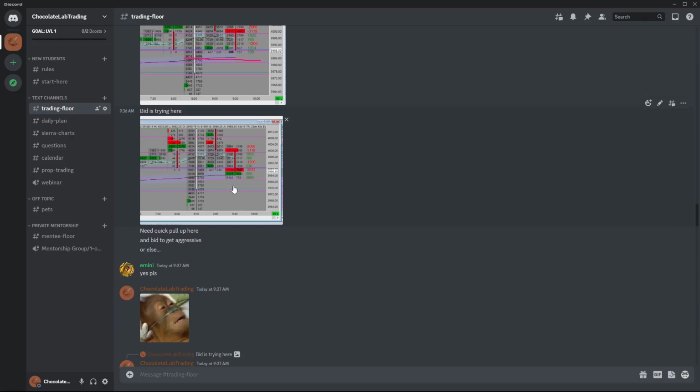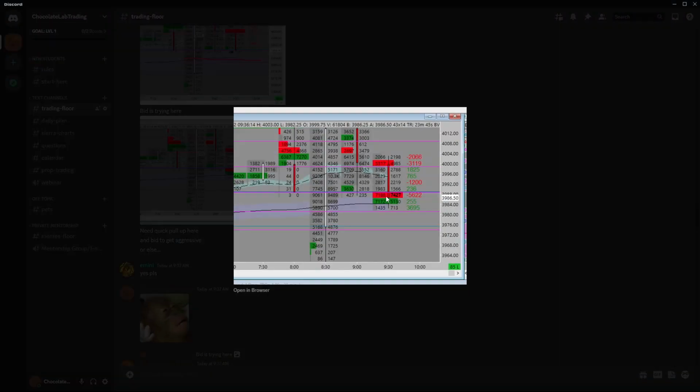What do we see on that one more flush down? We see exhaustion. Now I said we need to pull up quickly, and the bid needs to get aggressive, or else, you know, funny emoji, GIF. Why do we need to pull up quick? Well, that is a stop run of these buyers, right? A quick pull down, and we need to pull up, and this bid needs to re-engage. If not, then these sellers are going to add, defend their position, and will continue down.